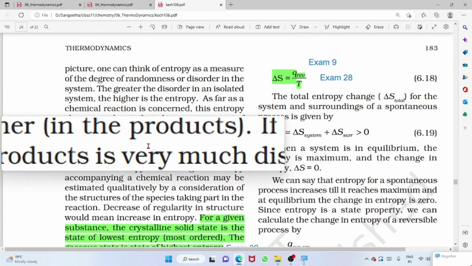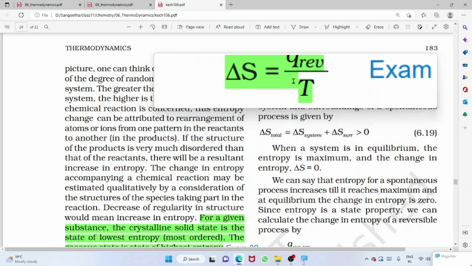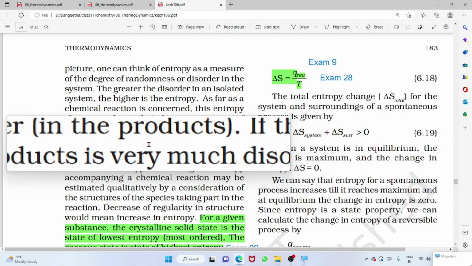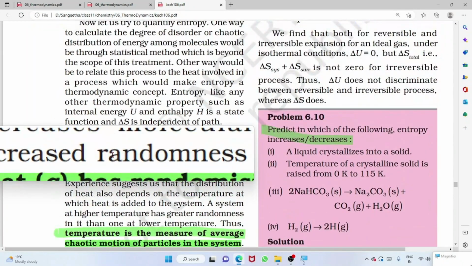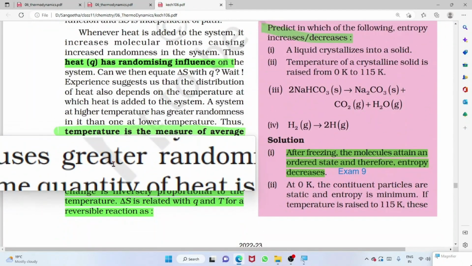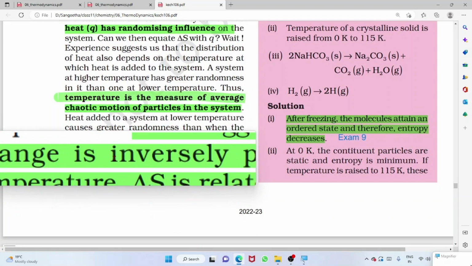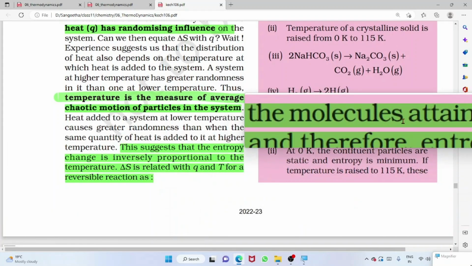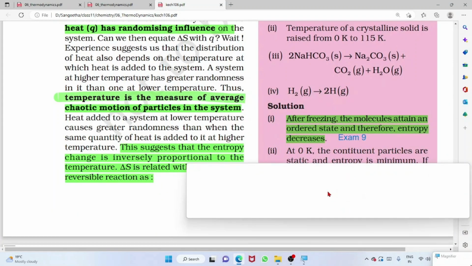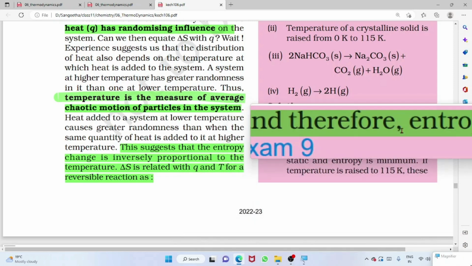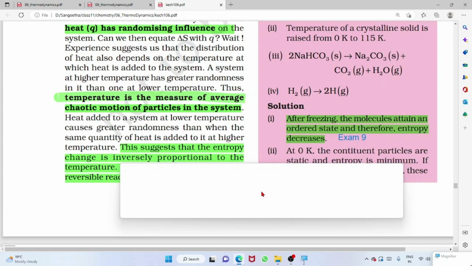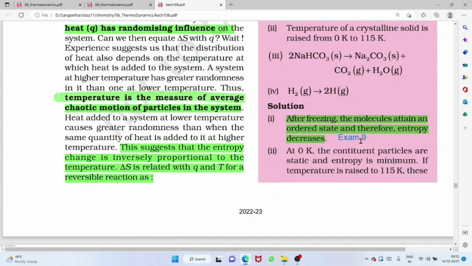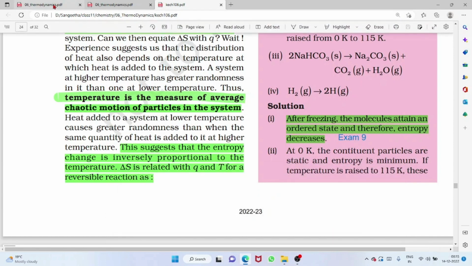So the entropy change, okay, this is the equation for the entropy change. After freezing, look at this, these molecules attain an ordered state and therefore the entropy decreases. Okay, see here, this is the explanation.